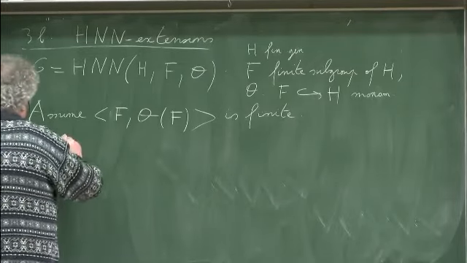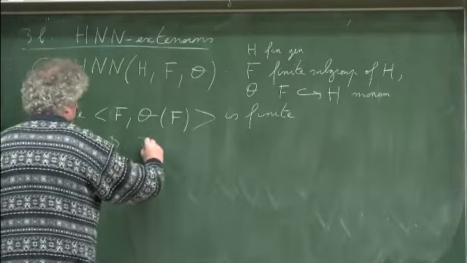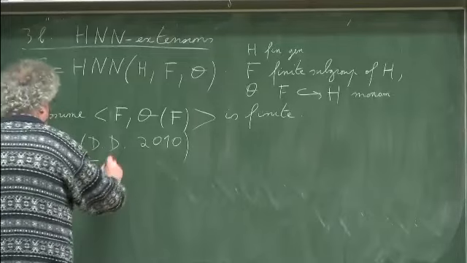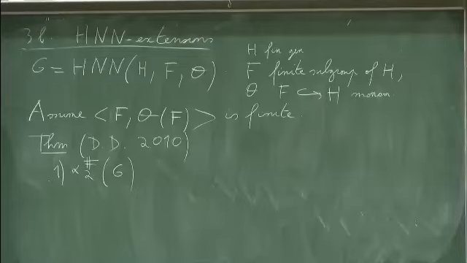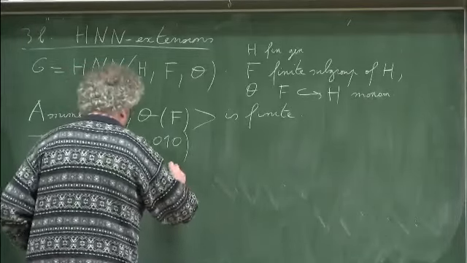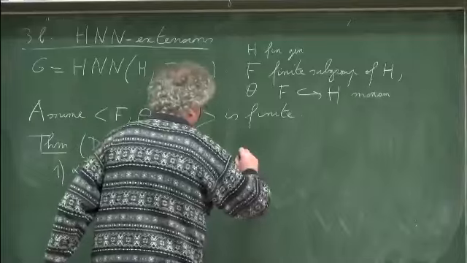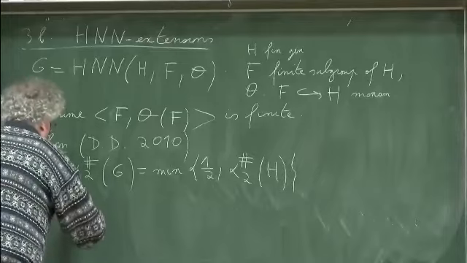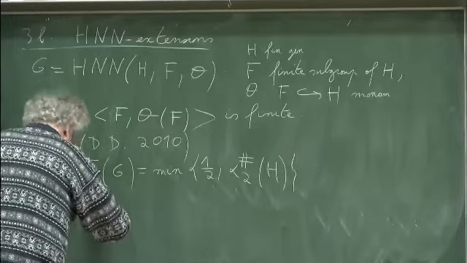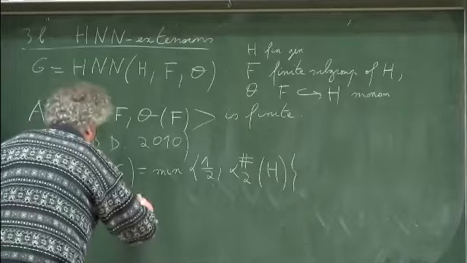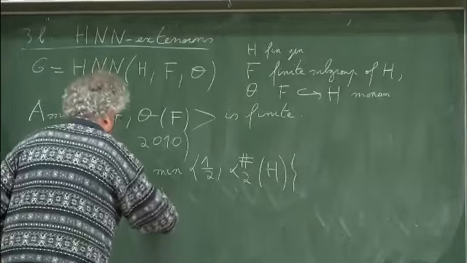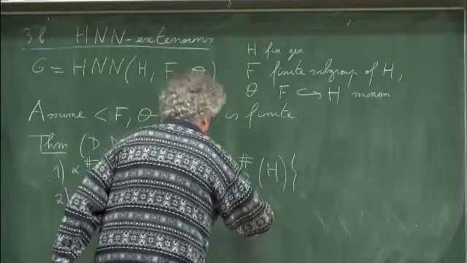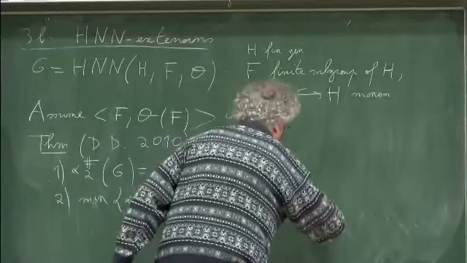And then the theorem, again due to Dennis Dreesen last year, was that first, for the equivariant L2 compression of G, we have an exact formula, namely it's the minimum of 1/2 and the equivariant L2 compression of H. And for the non-equivariant compression, we just have that the minimum of alpha 2 H and 1/2 is less than alpha 2 G, which is less than alpha 2 H.